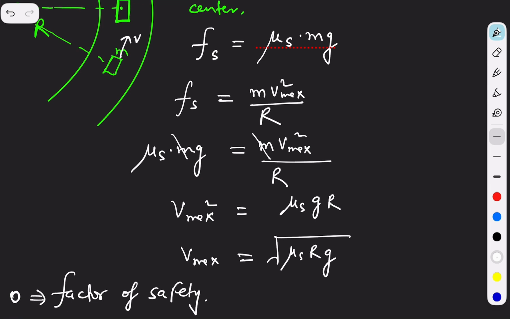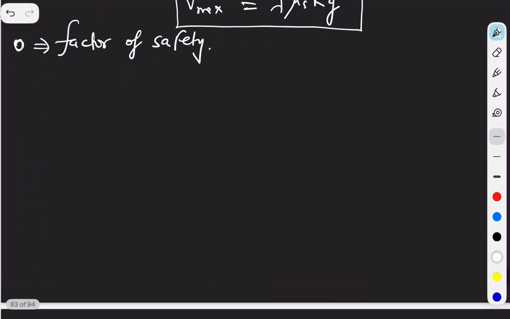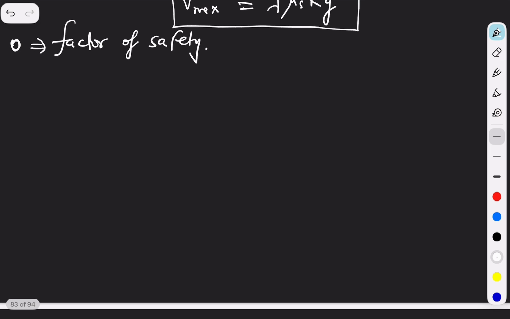So guys, from here we got the maximum possible speed that you can have during the turning on a horizontal road, if the friction coefficient is mu s, the radius of the road is r, and g is gravity. I hope this is okay. Now guys, the second category that we have to see is banking of the roads.